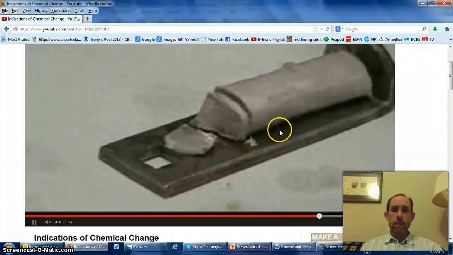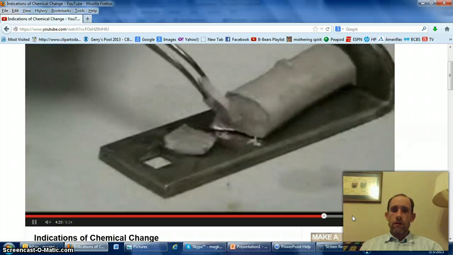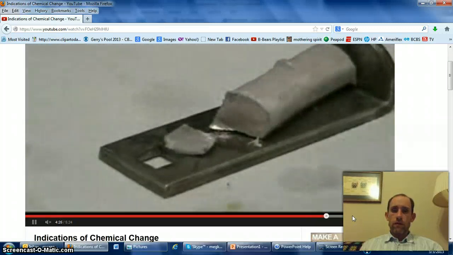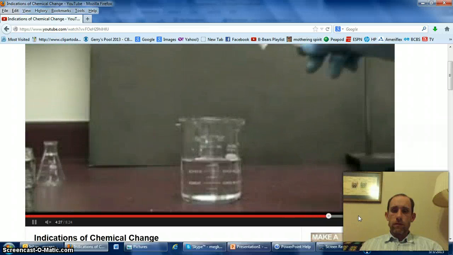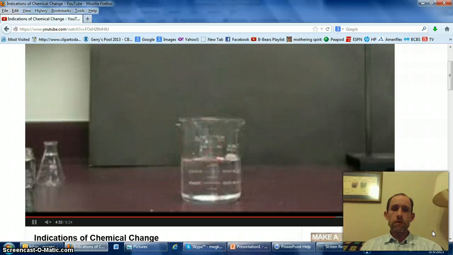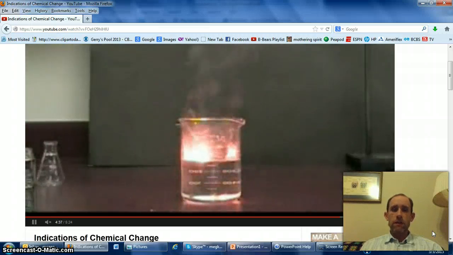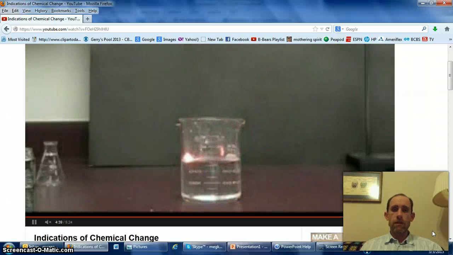It's a metal, and he's going to add this to an unknown substance, I believe, so that you don't try this at home. And sodium can be very explosive, as you can see. Not something you would like to eat.